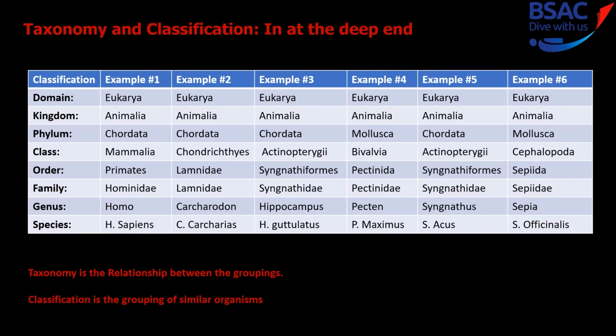Taxonomy and classification, how it works at the high level. Taxonomy and classification at the deep end. A few slides ago we talked about the scientific name being unique. So if I draw your attention to example 1 and we go to the bottom of the table to the row species, we can see the label H. sapiens. That is Homo sapiens, which is the unique scientific name for humans, the common name. We have uniquely labelled ourselves as Homo sapiens.